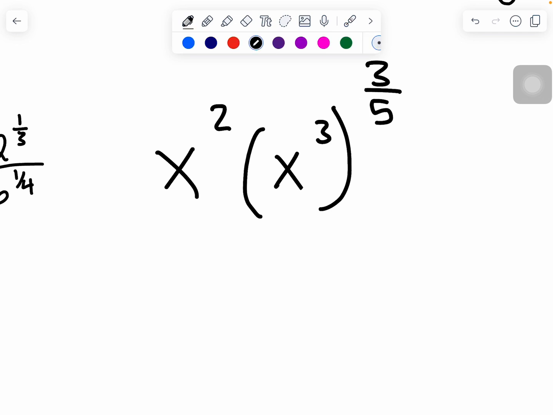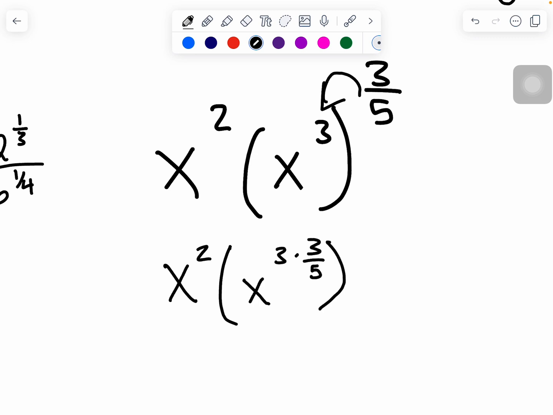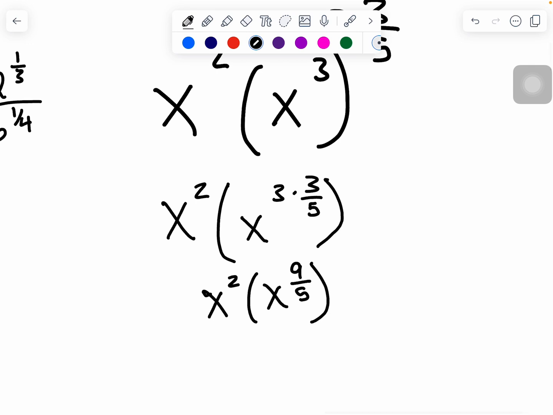So I'm going to bring that exponent in. So this is x squared times x to the 3 times 3 over 5. So this was x squared times x to the 9 over 5, because 3 times 3 is 9, and the 5 stays on the bottom. So then we have x to the second plus 9 over 5.